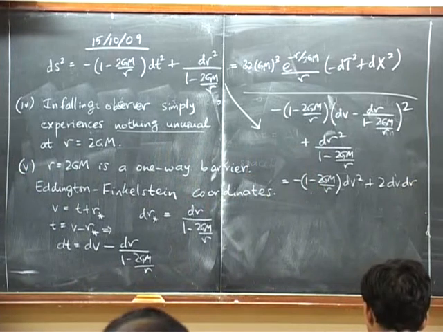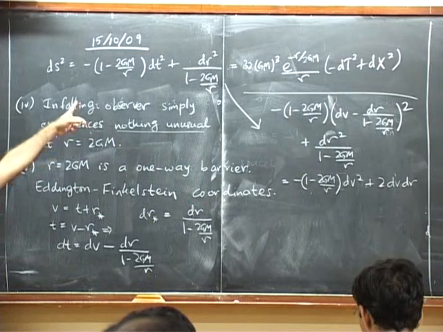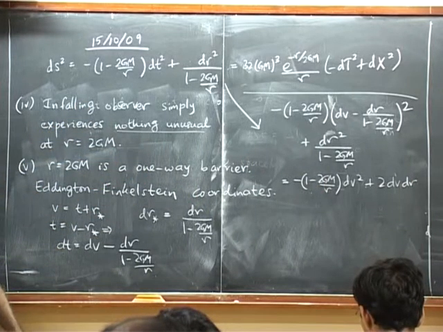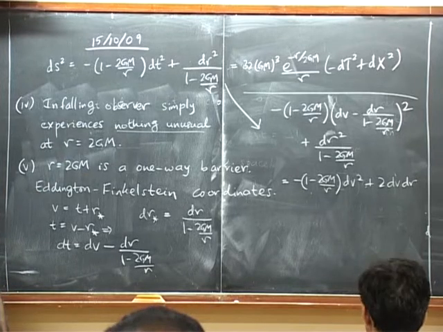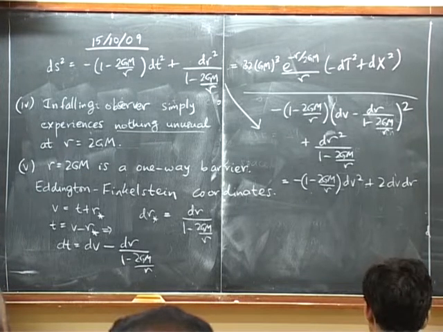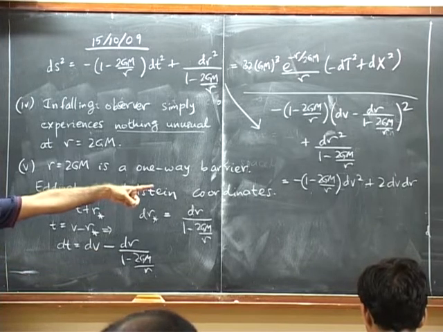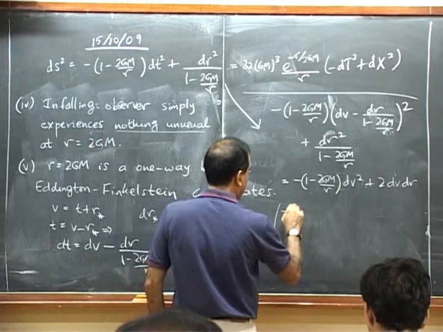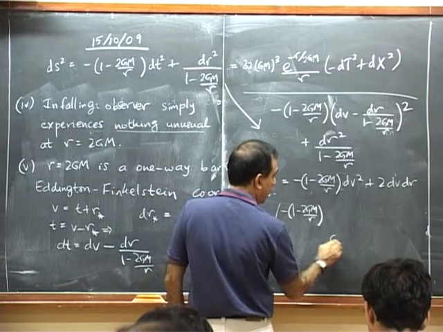So as always, there's a benefit and there's a price. The benefit is that this is even simpler than the original form, plus of course r squared d omega squared. It's terribly simple. The price is that it's not diagonal. But there's a nice benefit from it not being diagonal, which is that you can compute the determinant of the metric in these coordinates and you find that it's perfectly non-singular even at r equals 2GM.